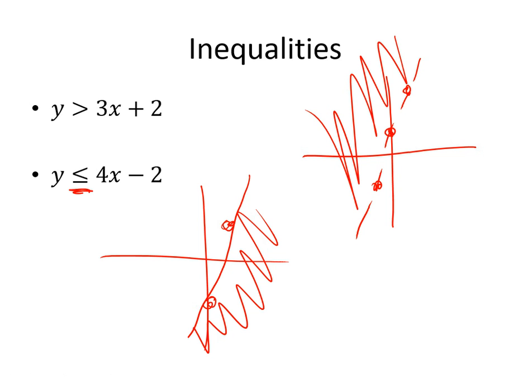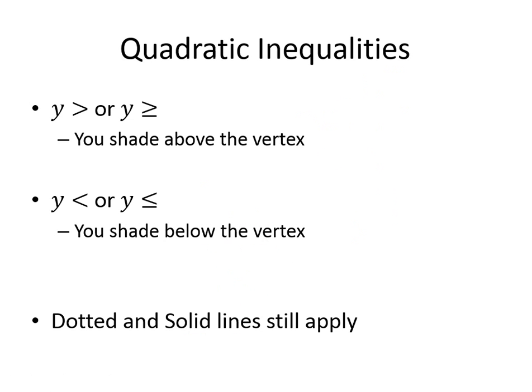Okay, and now we can attach those inequalities also to parabolas. Parabolas, or quadratics, can also be inequalities. The dotted and solid lines still apply. If it's got the line underneath, it's a solid line. If it's got no line, it's a dotted line. So sometimes you'll have a parabola with a dotted line, sometimes with a solid line. Other than that, you have your shading.